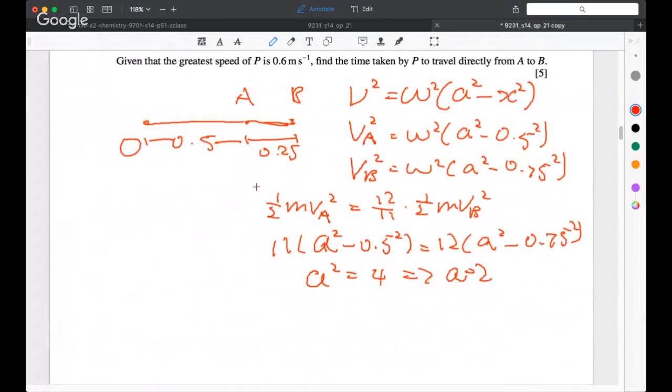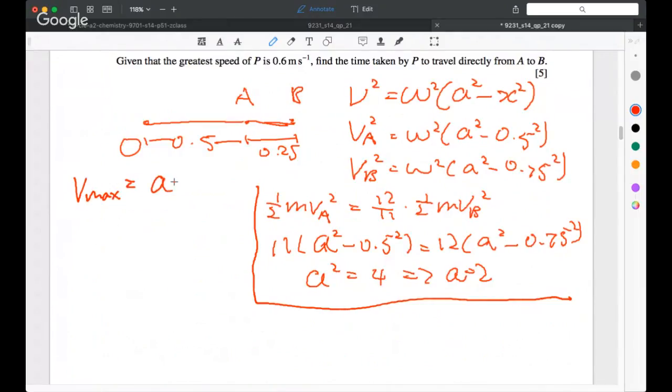So the point here is that the greatest speed of a simple harmonic motion, v max, is equal to the amplitude times the angular frequency, omega. So we know that 0.6, which is the maximum speed, is equal to 2 times omega. So omega will be 0.3.